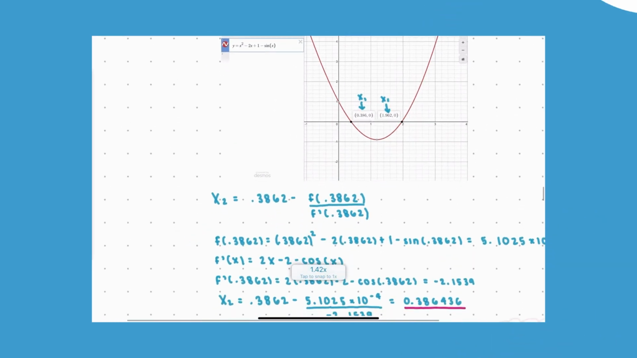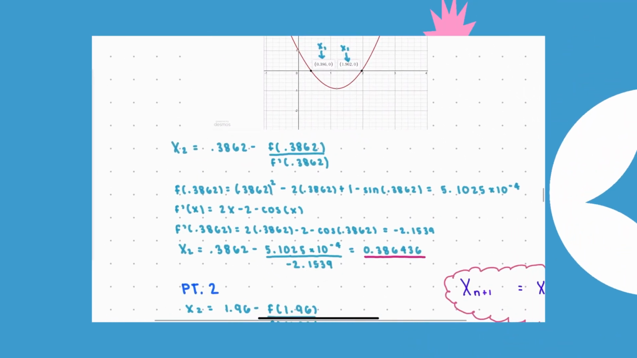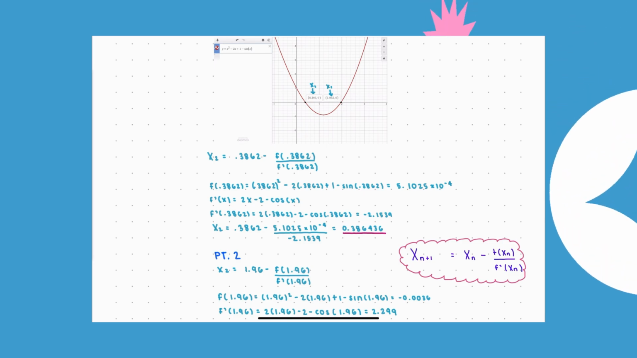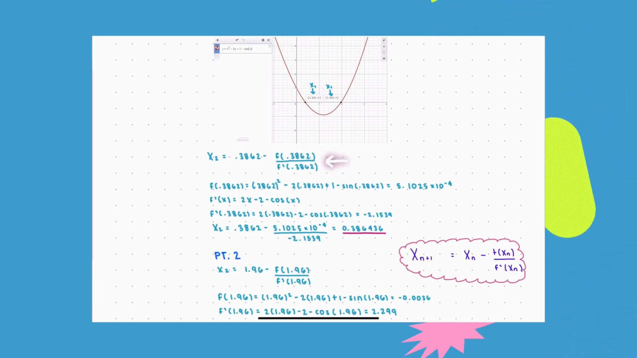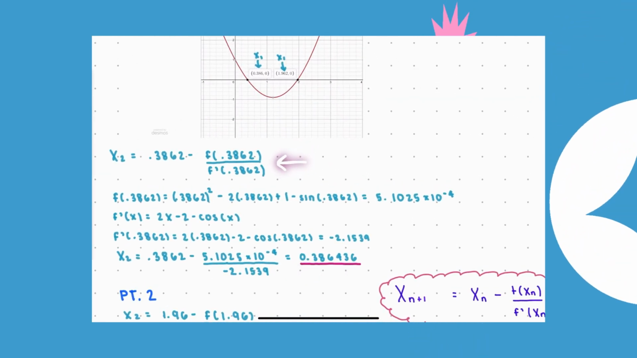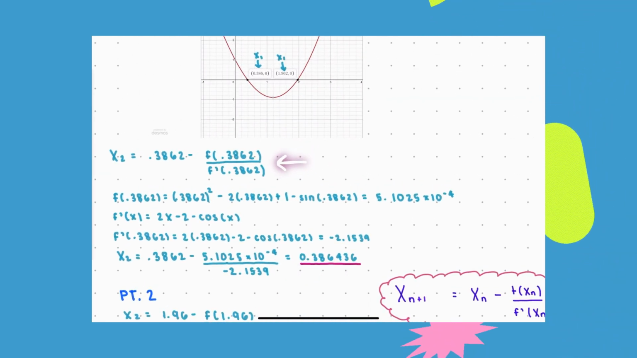So first, we're going to calculate for the nearest x-intercept, which is 0.3862. When we plug this into Newton's method, we should get 0.3862 minus f of 0.3862 over f prime of 0.3862. Firstly, we are going to plug 0.3862 into f of x. We end up getting 5.1025 times 10 to the negative fourth.